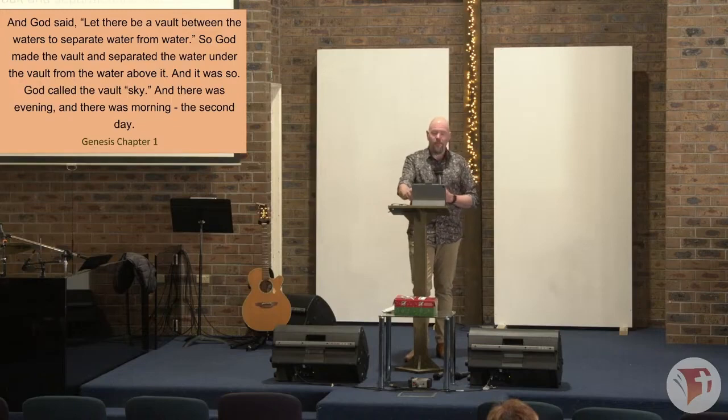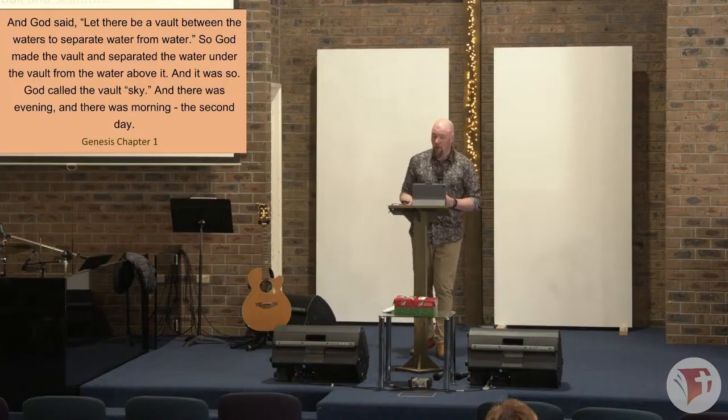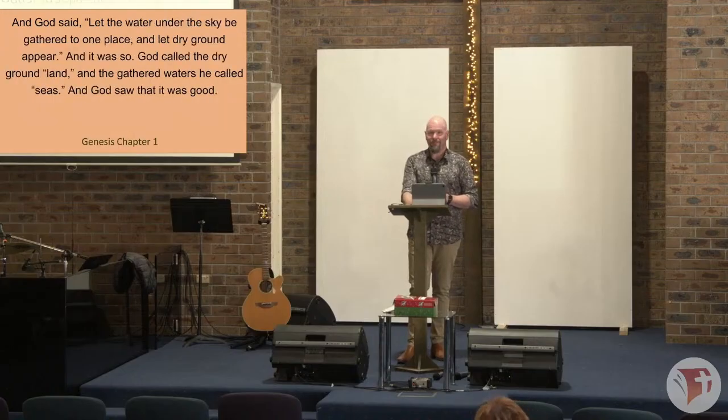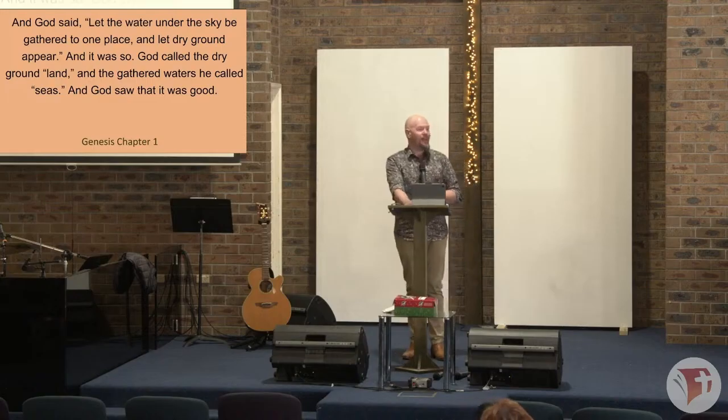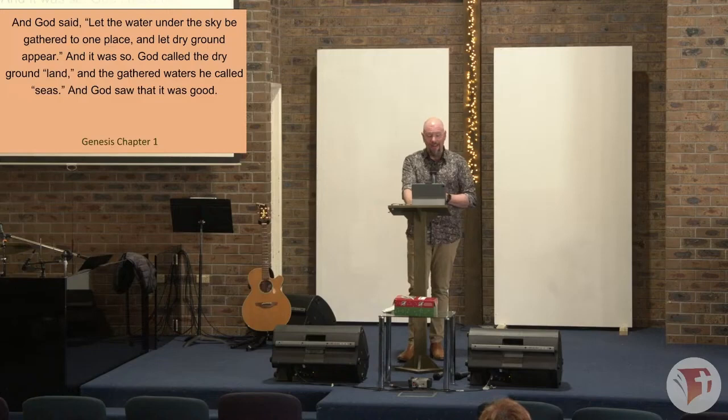And God said, "Let there be a vault between the waters to separate water from water." So God made the vault and separated the water under the vault from the water above it. And it was so. God called the vault sky. And there was evening and there was morning, the second day. God said, "Let the water under the sky be gathered to one place and let dry ground appear." And it was so. God called the dry ground land, and the gathered waters he called seas. And God saw that it was good.